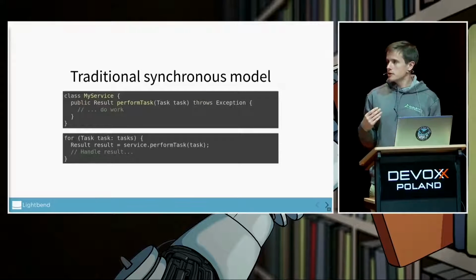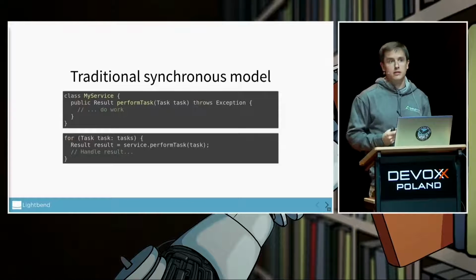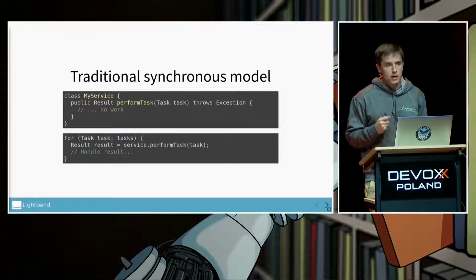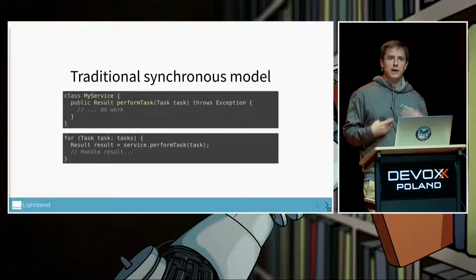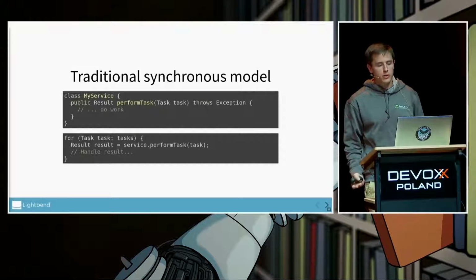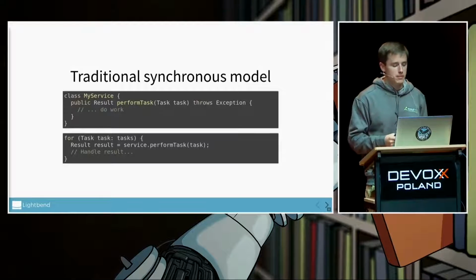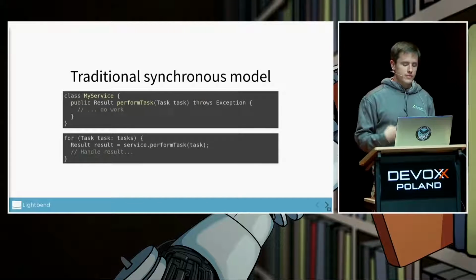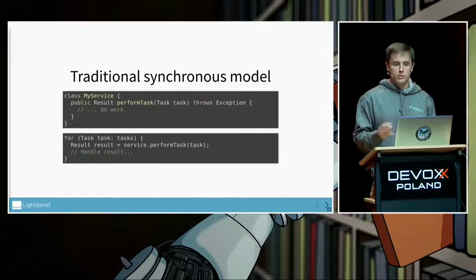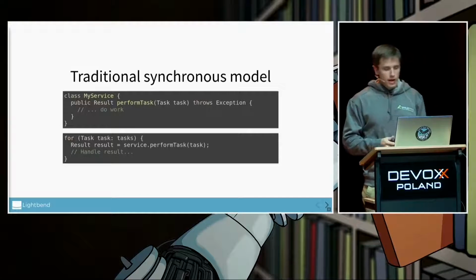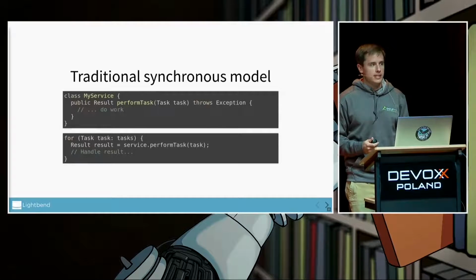Now, if we're doing something CPU bound, then this is a good execution model. But if we're going to start doing things which are network bound, like database and HTTP calls, then this is going to start to be a problem. Because if we want to execute lots of different tasks, then they're all going to be blocked one after another. So what do we do? Well, we think, let's try and make this asynchronous.